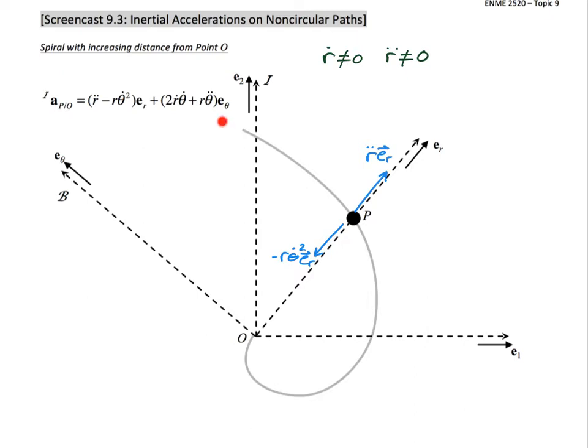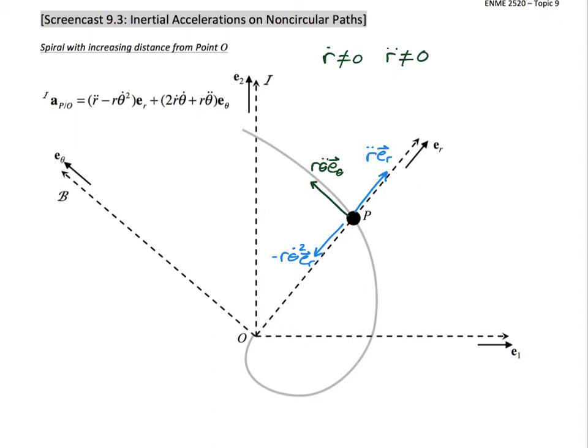So now let's take a look at our e_theta direction. Here we have two different terms, the 2 r dot theta dot plus the r theta double dot. Let's deal with our easy one first, or at least the one that we've already talked about, which is the r theta double dot term in the e_theta direction. This will be pointed in the positive e_theta direction if theta double dot is positive. It will be in the negative e_theta direction if theta double dot is negative. Recall that we called this the tangential acceleration, which refers to the change in speed of this particle P as it traverses along a circular path.